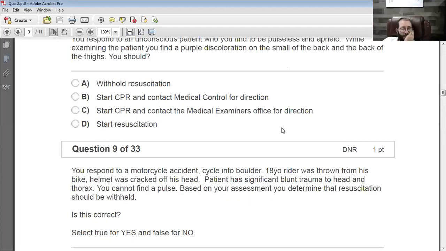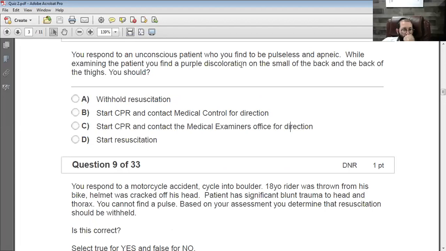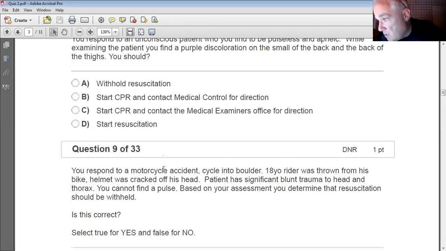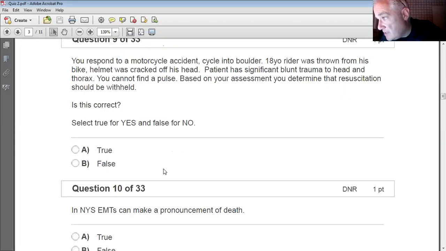Yep, it is. Okay, so again, this guy has purple discoloration on the small of his back, which is the lower part of your back, and the back of his thighs. So in this situation, he's obviously dead. So it would be A, withhold resuscitation. Okay, question 9, you respond to a motorcycle accident, motorcycle into a boulder, that's a rock.